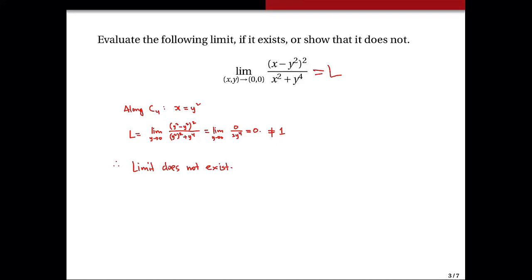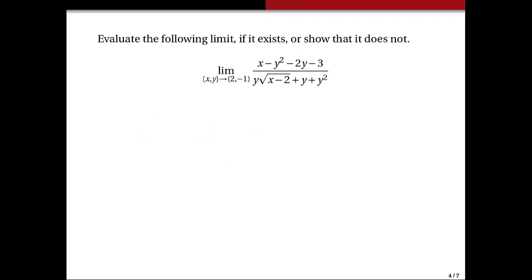All right. So let's check our next item. Evaluate the following limit if it exists or show that it does not. So here, limit of (x - y² - 2y - 3) over (y√(x - 2) + y²), as the point (x, y) goes to (2, -1).